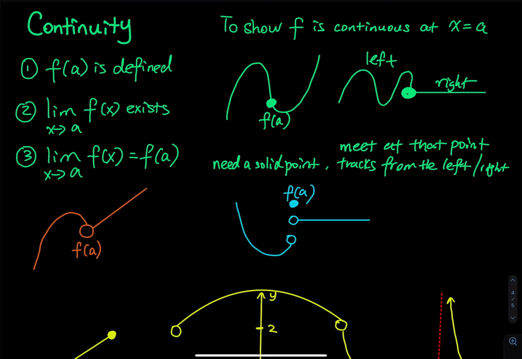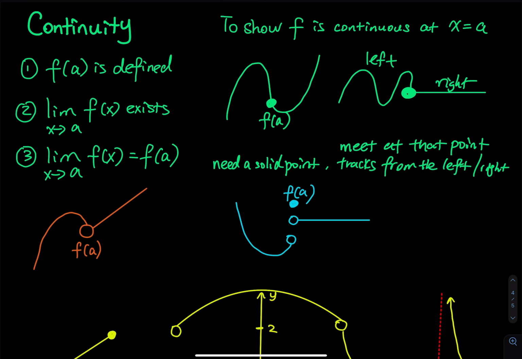The easiest way to describe this is you can sketch the entire curve without picking up your pencil. So that is continuity. We're starting with a point, and then we have a track from the left and a track from the right. The track and the point meet at the same place.